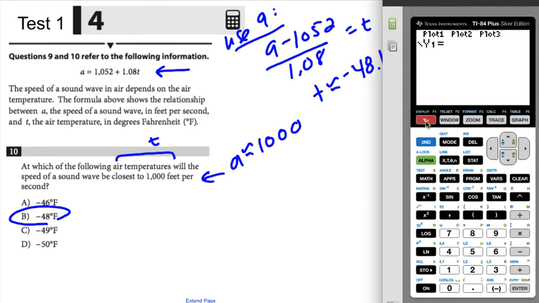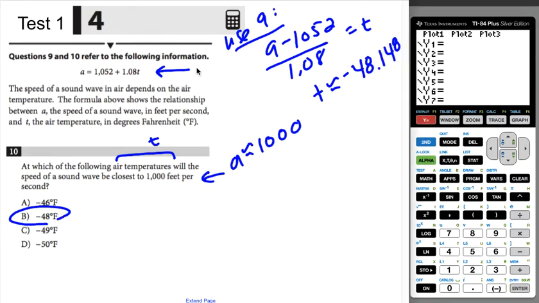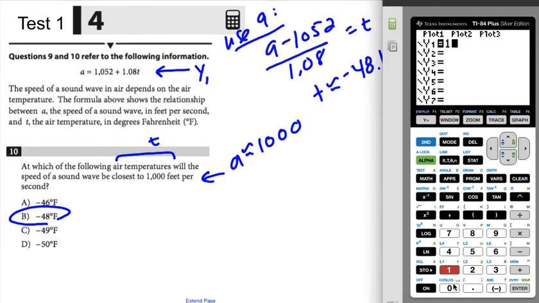Another way to do that, if you want, is you could put this in as y1, and you could just see what value you get when you trace. Now, I'm not advocating that this is the better option. In my humble opinion, it is not the better option. So I could either trace, or notice how all these values are really close together. So I could put this in as y1.